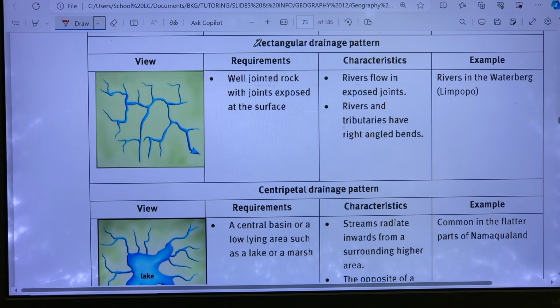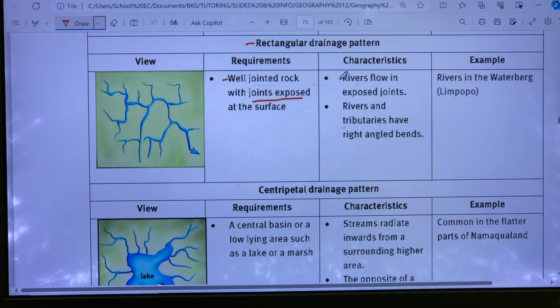Let's talk about a rectangular drainage pattern now. The requirement for it to form is well-jointed rocks with joints exposed at the surface. There's no need for much erosion to occur because the joints of the rocks are being exposed on or above the surface. So it's easy for surface runoff to form a pattern or a river. That's how it goes. So the joints are exposed at the surface.